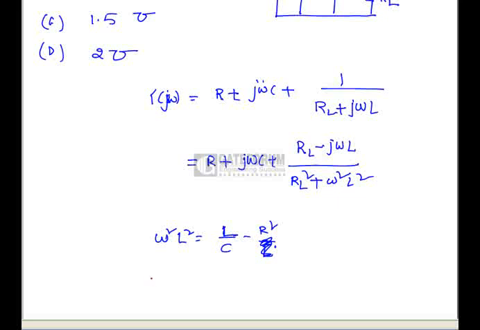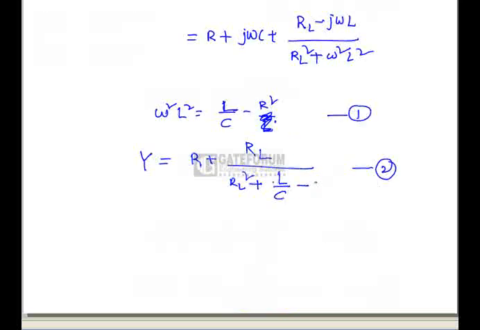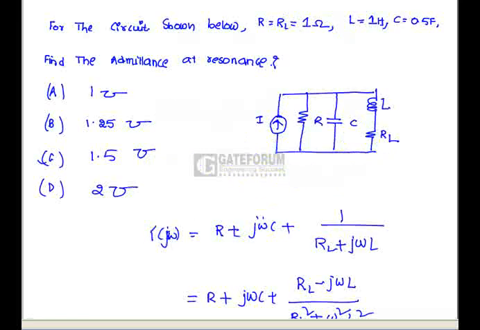Now the admittance at resonance equals R plus RL by (RL square plus omega square L square). We can substitute equation 1 into equation 2, that is L by C minus R square. If we substitute the given resistance and inductance values, we will get admittance as 1.5 mho. That is, option C is correct.